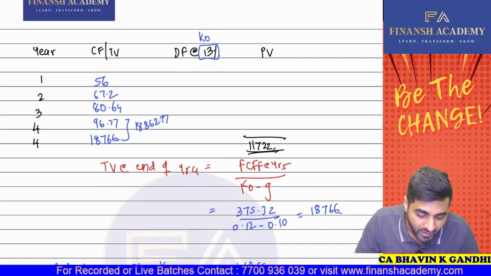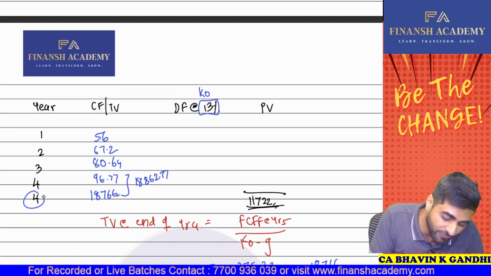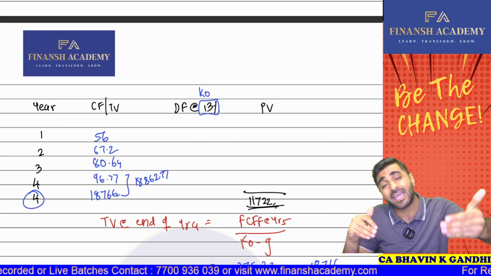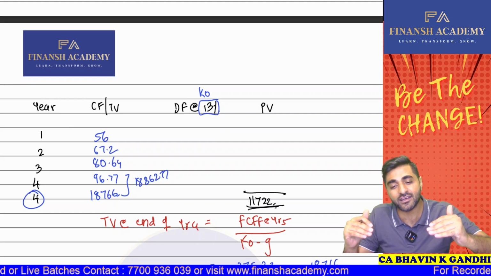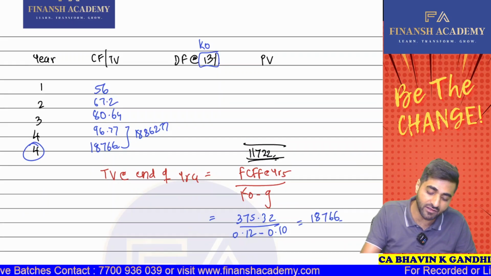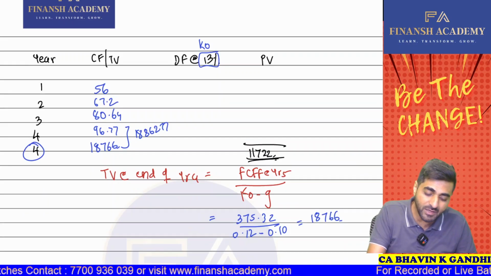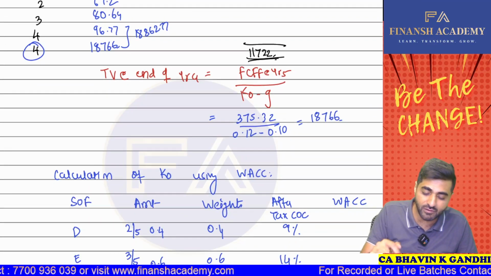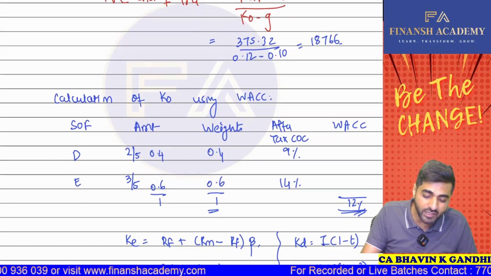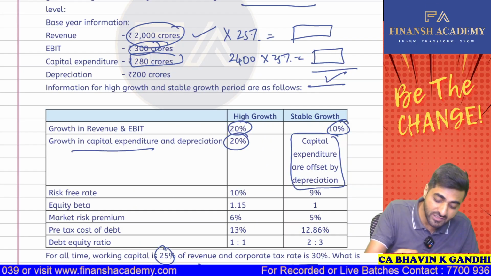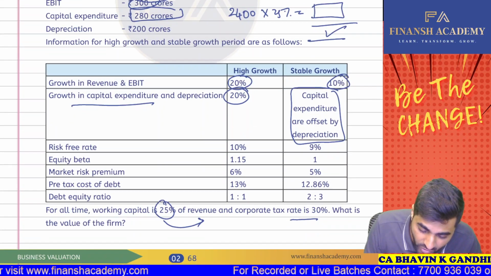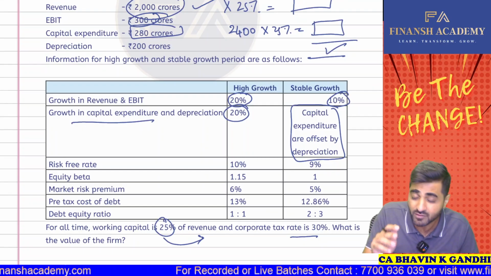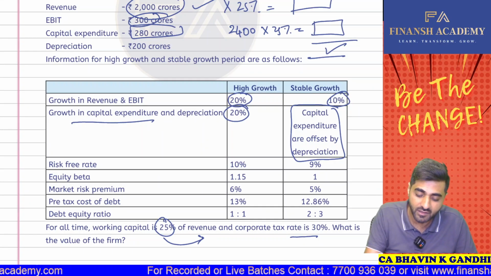So obviously, we can calculate terminal value at the end of the fourth year, because from the fifth year onwards, if it is constant in perpetuity, we can calculate terminal value at the end of the fourth year by taking FCFF at year 5 upon KO minus G. So based on this, we'll be getting the value, discounting this at KO, and eventually we'll be getting the value. So how do you calculate your KO? My dear students, your KO needs to be calculated on a WACC basis.